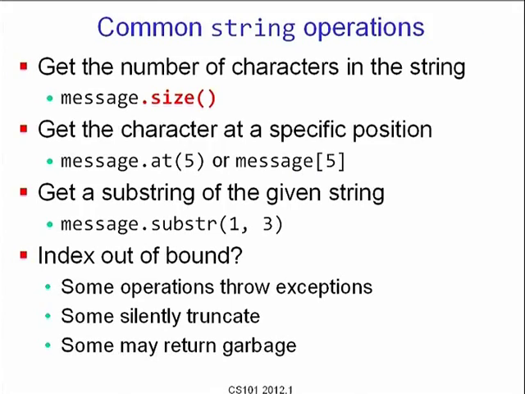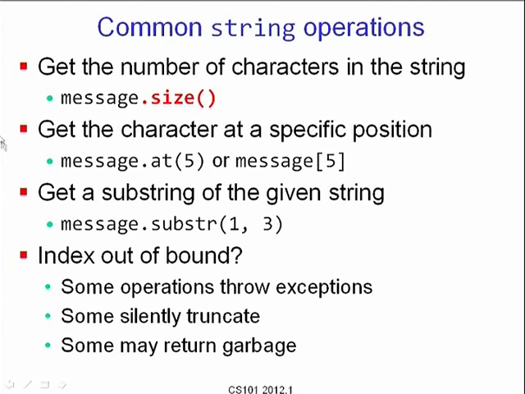You can also pull out the specific character at any position in the string. So you say message.at(5), or like array notation, message[5], and you get the character at position 5 in the string, starting at 0. In anything that looks like an array in C and C++, the first index is 0. It starts with 0, not 1. So you get the sixth character in the message, or the character at index 5. You can also get a substring of the given string by saying message.substr(1,3). What's that? Start at position 1 in the string and go for 3 more characters.